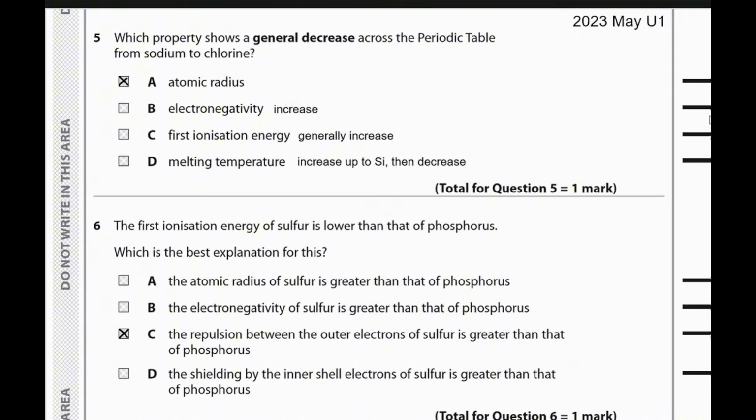Moving on, they said here which property shows a general decrease across the periodic table from sodium to chlorine. Now, a general decrease will obviously be atomic radius, because electronegativity increases across the period. They're trying to say from sodium to chlorine, so basically across the period. Yes, atomic radius decreases due to the increasing nuclear charge. Electronegativity increases, it does not decrease.